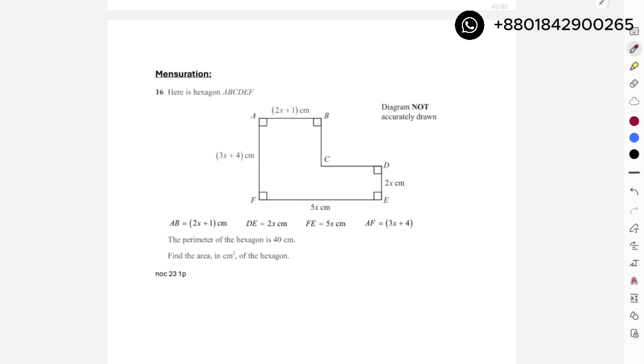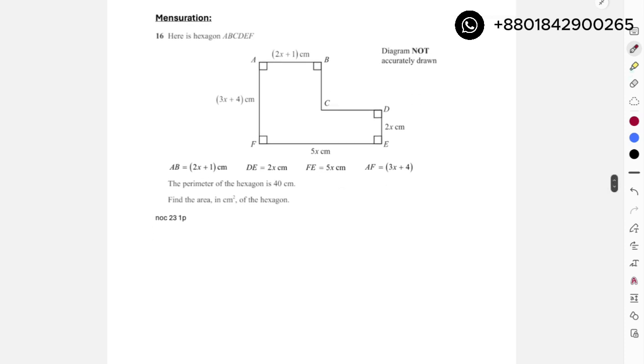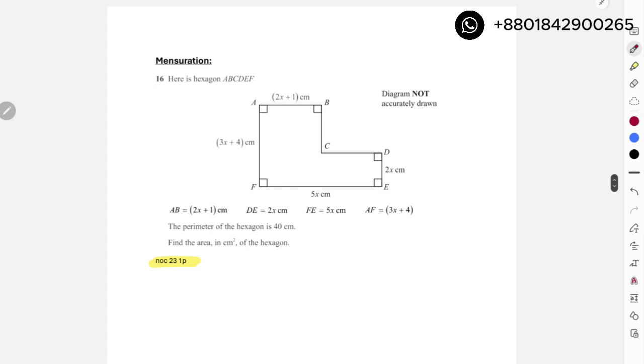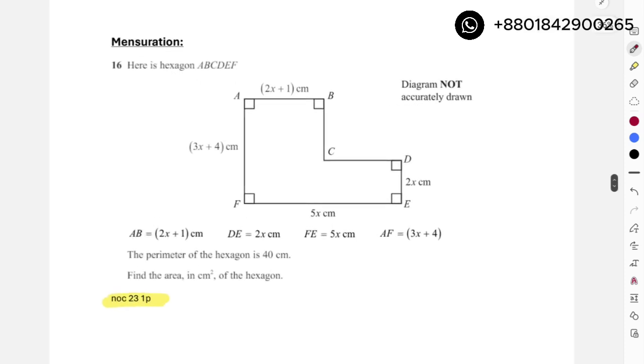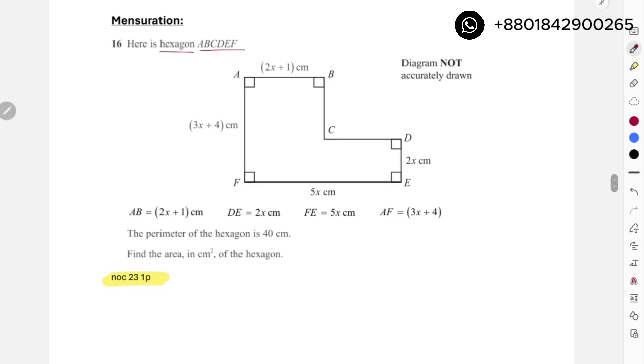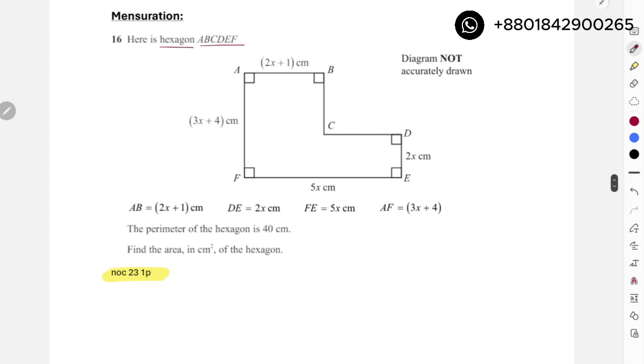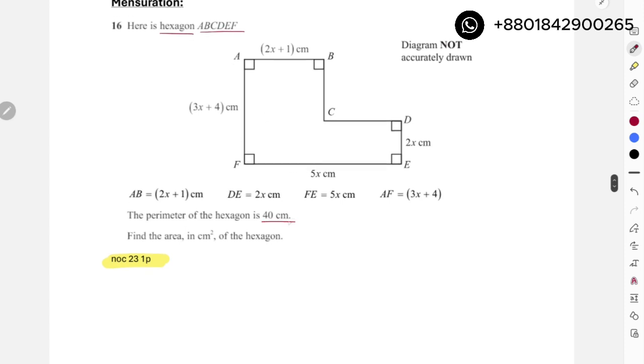Okay, now moving on to this maths question from November 23, paper 1. All the questions that we're going to solve in these videos, the previous part and the second part, we are always solving the paper 1 questions, right? So over here it says that here is a hexagon ABCDEF, where the dimensions are given over here. The perimeter of the hexagon is 40 centimeters, and using this knowledge, you have to find out the area in centimeter square of the hexagon.